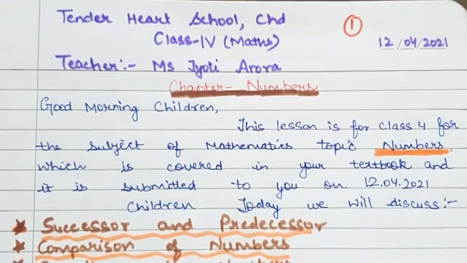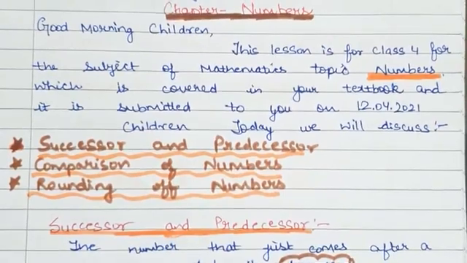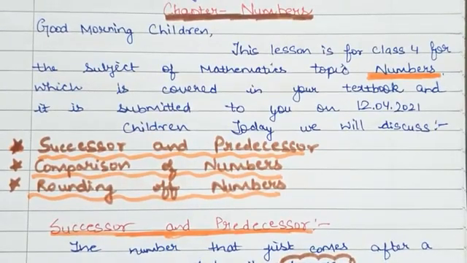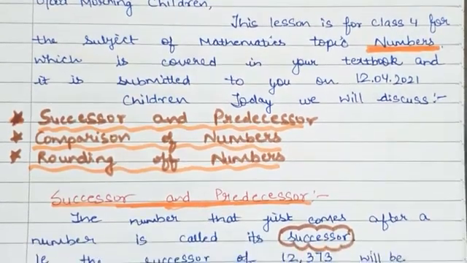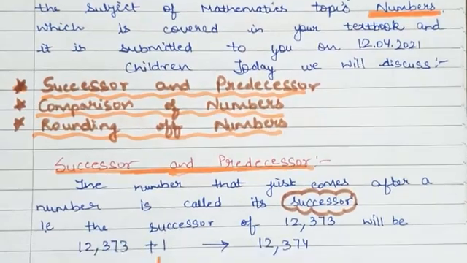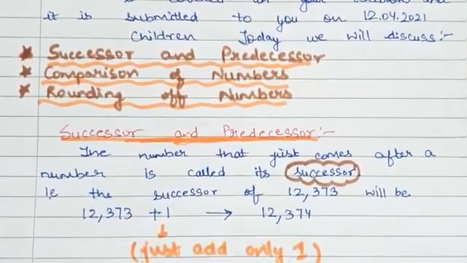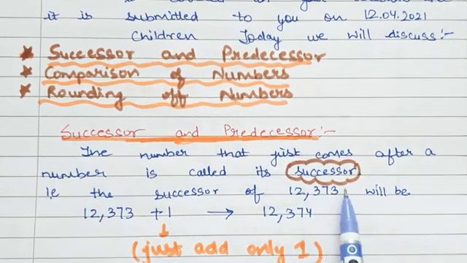Children, today we are going to discuss successor and predecessor, comparison of numbers, then rounding of numbers. So let us start first with successor and predecessor. The number that just comes after a number is called its successor.